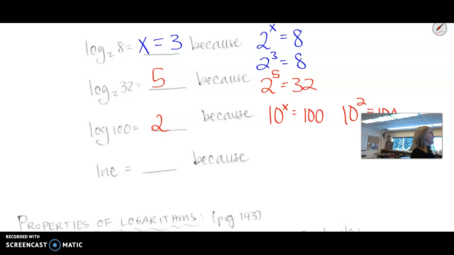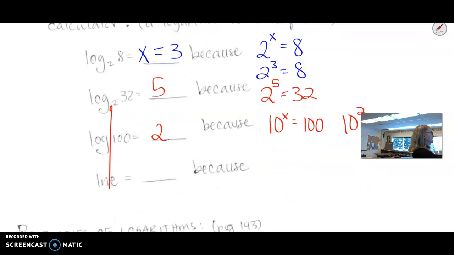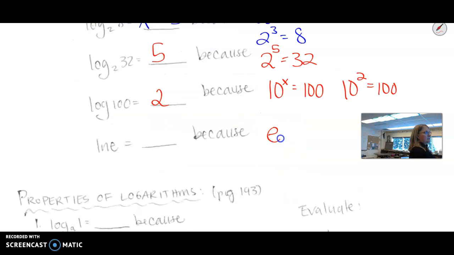And then ln of e, recall that that has a base of e because we have ln with no base written there. So we're looking for ln of e, and if we rewrite that in exponential form, we have e to the what power, because this little base right here is an e. It's not written there, but it's there. E to what power equals e. Again, when we're evaluating a logarithm, we're looking for the exponent. So this would be e to the first, because e to the first would equal e.